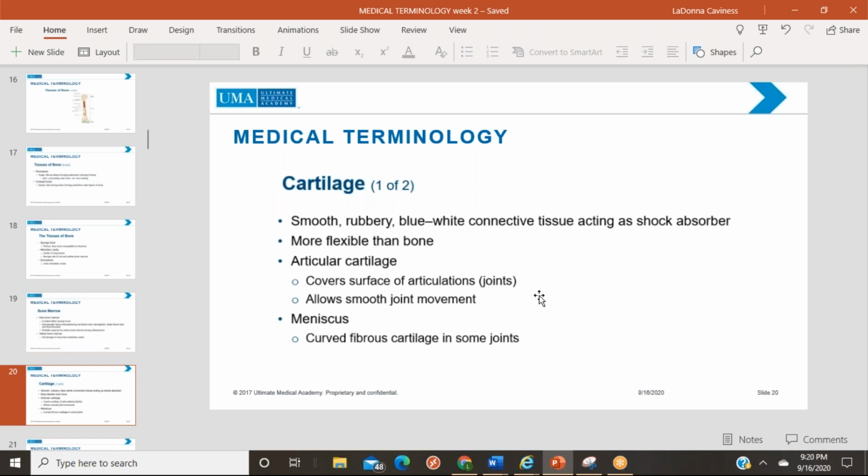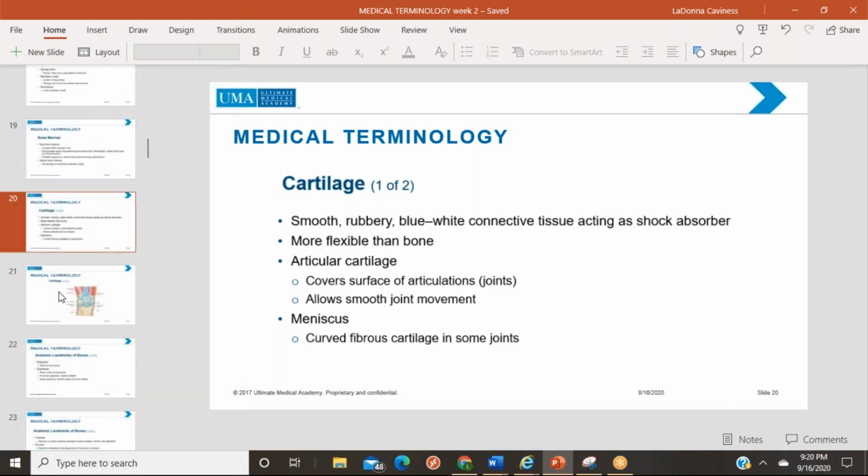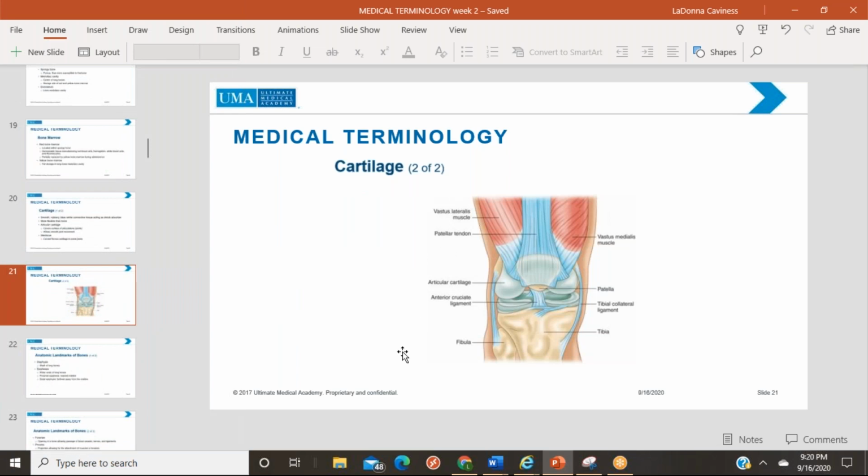Cartilage: smooth, rubbery, blue-white connective tissue acting as a shock absorber, more flexible than bone. Articular cartilage covers surfaces of articulating joints, allows smooth joint movement. Meniscus is fibrous cartilage in the joints. And here's an illustration of cartilage, and we'll go into these over the next couple of slides.